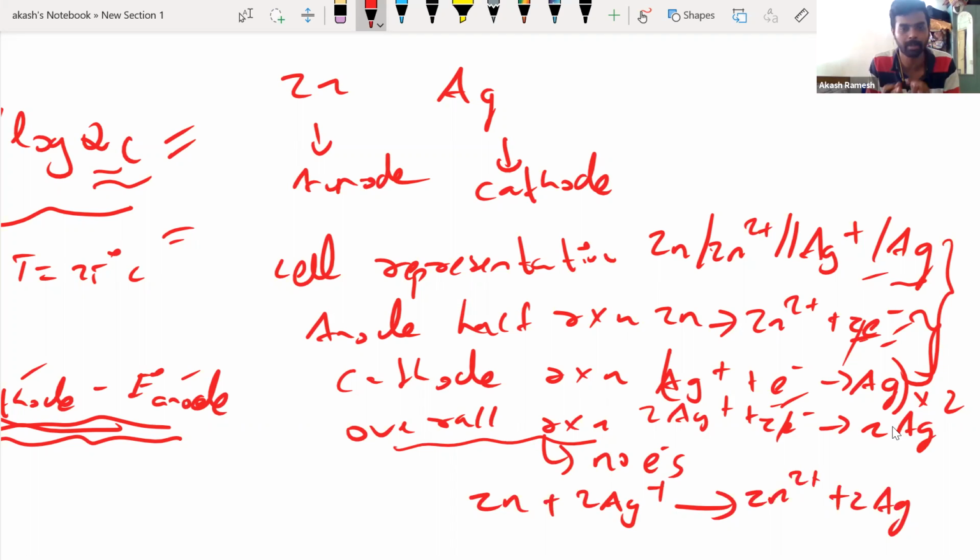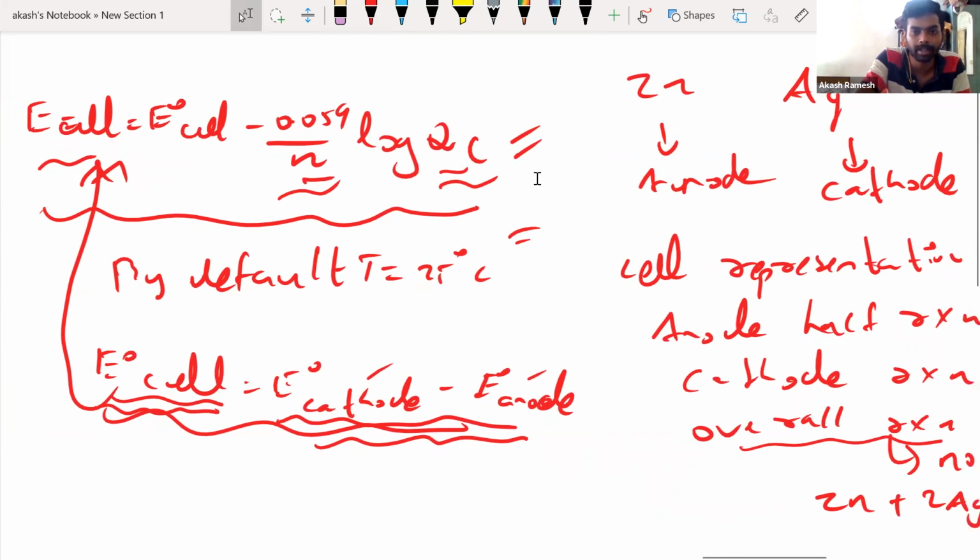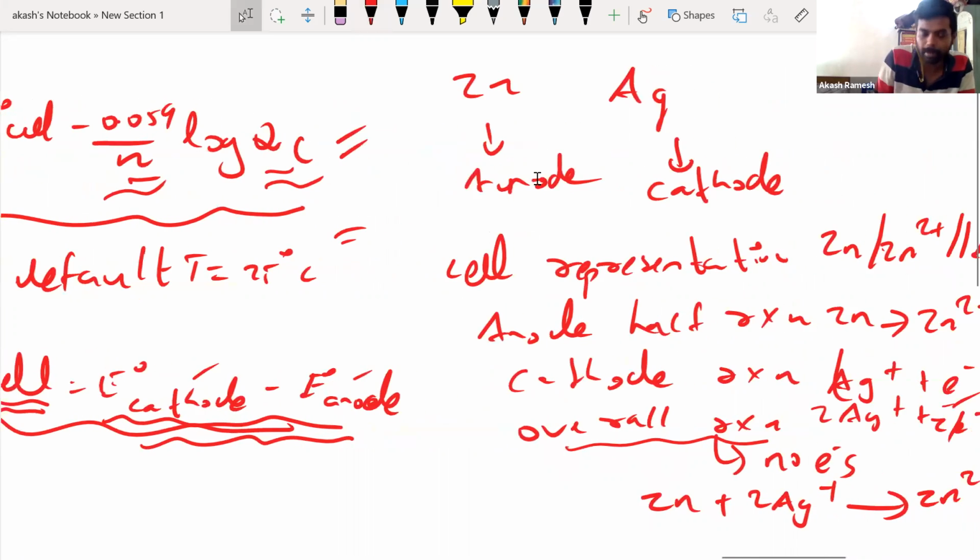Please remember that in the overall reaction, that is the summation of the anode and cathode reactions, there should not be any electron present. If you find an electron present, that means you did something wrong, or you have to multiply by something so that you don't have any electron in the overall equation. Then we are going to write the QC. I told you that we are going to concentrate on this QC and your N, correct?